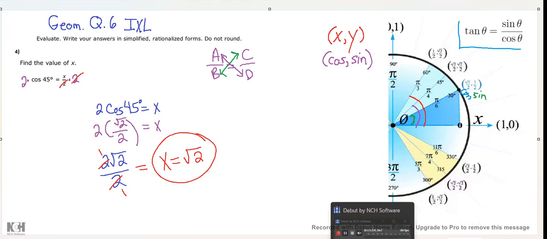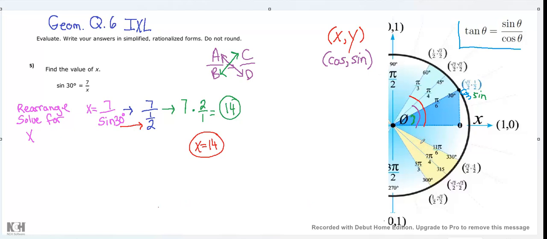Okay. So I did example number 5. If you want to pause the video and just copy that down and work your way through it, you can see what I've done there. But you should be set to do that section.